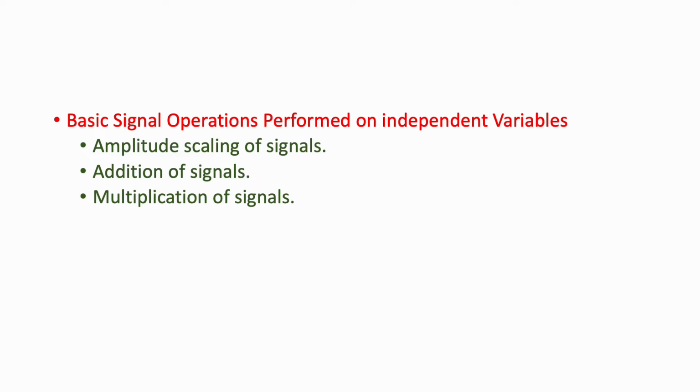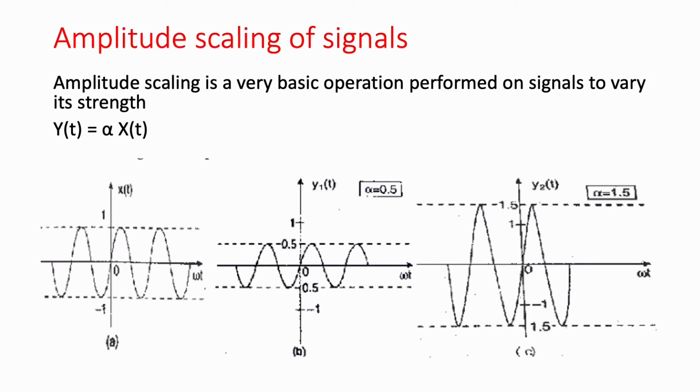Amplitude scaling of signals, addition of signals, multiplication of signals. These are the three operations performed depending on the y-axis. First one, amplitude scaling of signals. Amplitude scaling is a very basic operation performed on signals to vary its strength, whether the y-axis is going to be compressed or it's going to be expanded, or another way we can call it as attenuated or amplified.